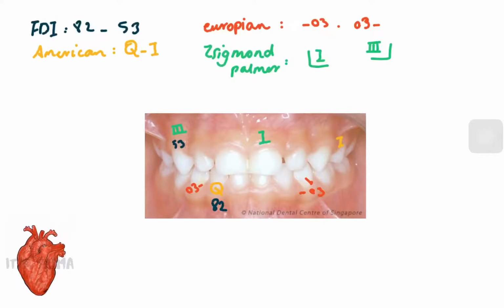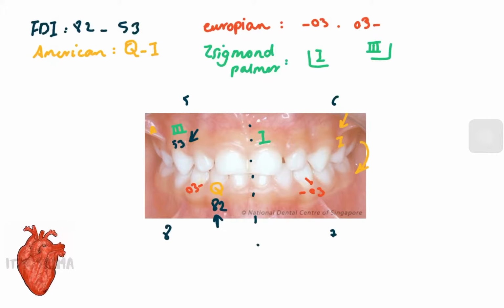8-2. We said that 5, 6, 7, 8 are quadrants. And 8 will be here, the second one from the midline. 5 will be here, the third one from the midline. In the case of the American, we said that we start with A, B, C, D, E, F, G, H, I, and clockwise, we reach Q.